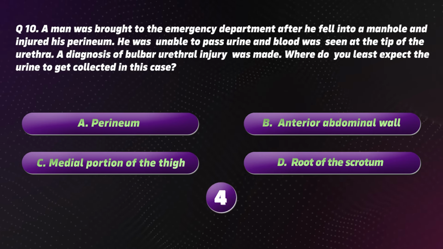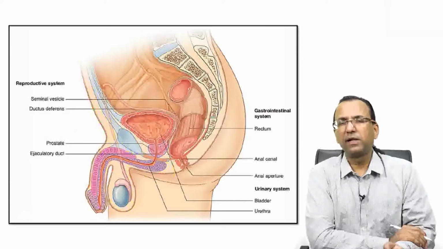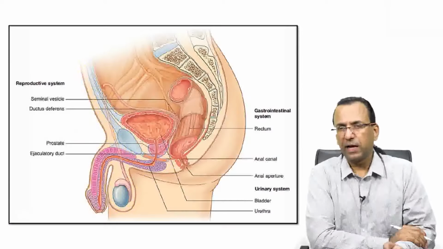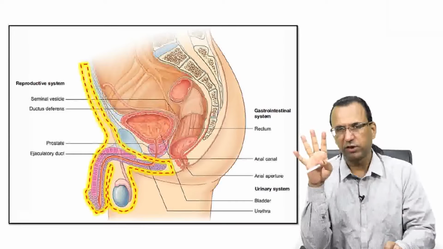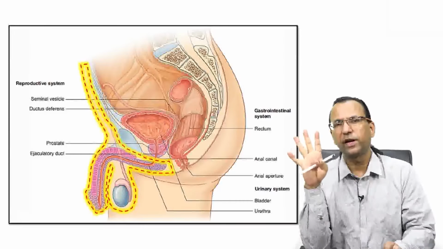And the correct option is C. Medial portion of the thigh. Here's the explanation. Straddle injury and rupture of bulbous urethra. So straddle injury, what is straddle injury? We'll see that. But in straddle injury, the urine can be at 4 places. Now, this is a rupture of the urethra below the perineal membrane, and urine collects at 4 places.